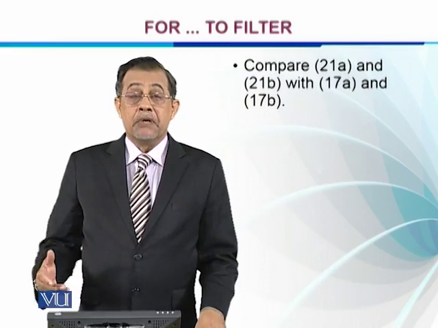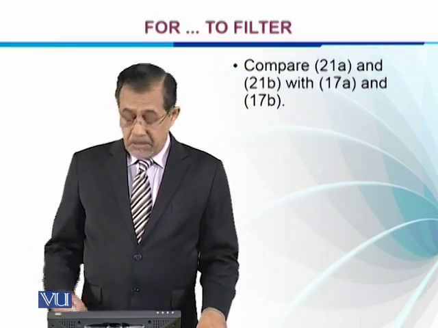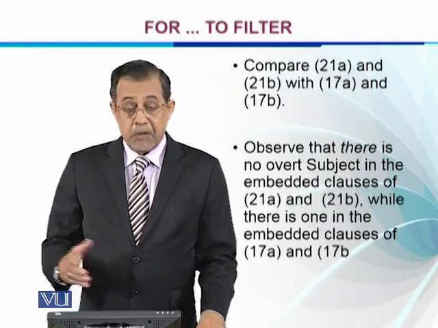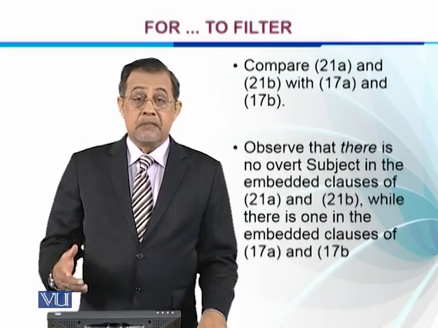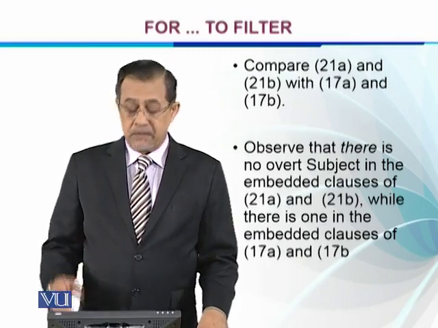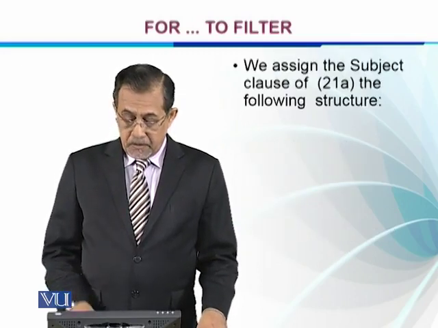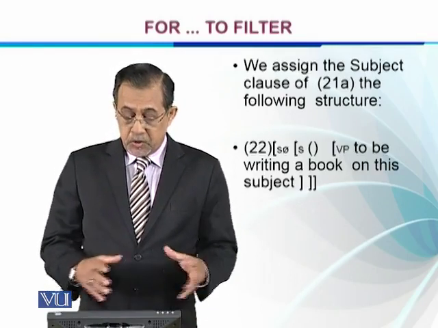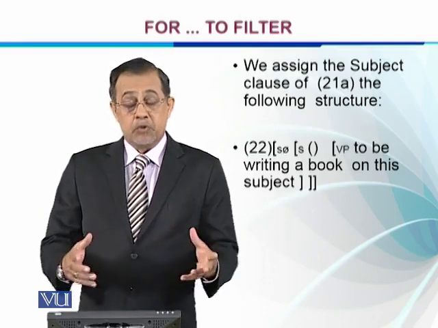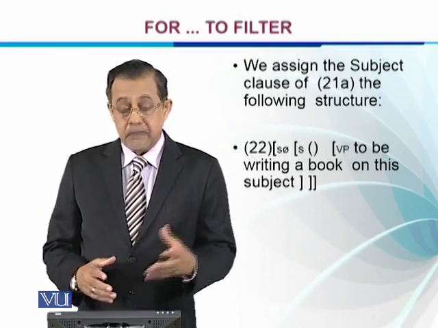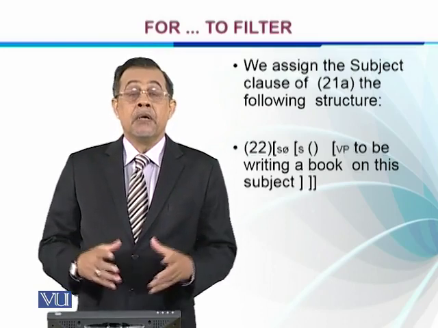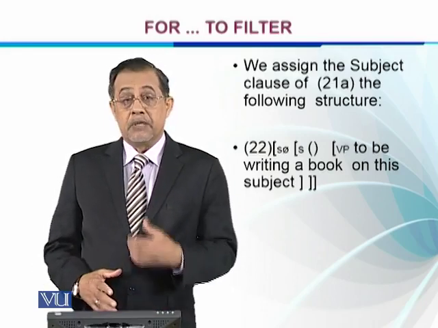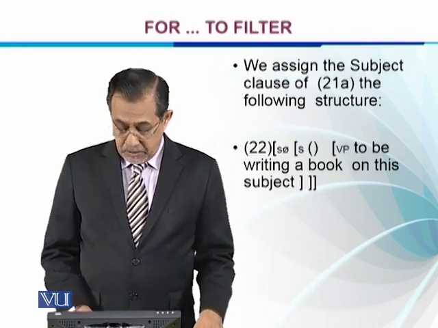So if we compare 21a and b with 17a and b, we find that there is no overt subject in 21a and b, whereas there is an overt subject in 17a and 17b. We assign the subject clause of 21 the following structure. Let's see. So this is the structure: subject, which is optional. Then we have the sentence, and we have this bracket, right? To be writing a book on this subject. So here we can have the place of the subject.